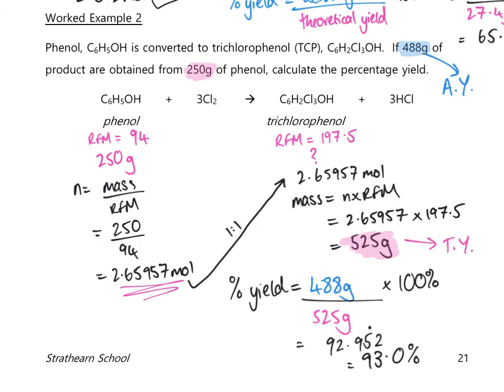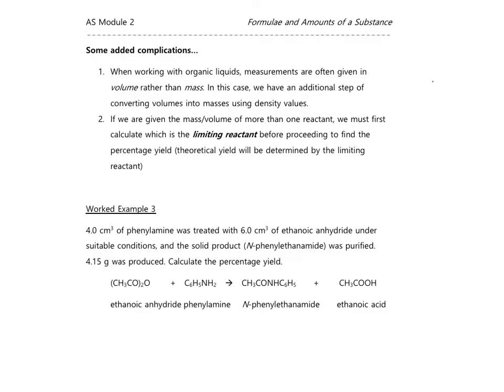So hopefully those worked examples are okay so far, just your basic moles calculations and reacting mass calculations, and then introducing the percentage yield equation. We're going to pause there for now, and we're not going to introduce any added complications like limiting reactants or volumes and densities being given to you. So you can skip past page 22.